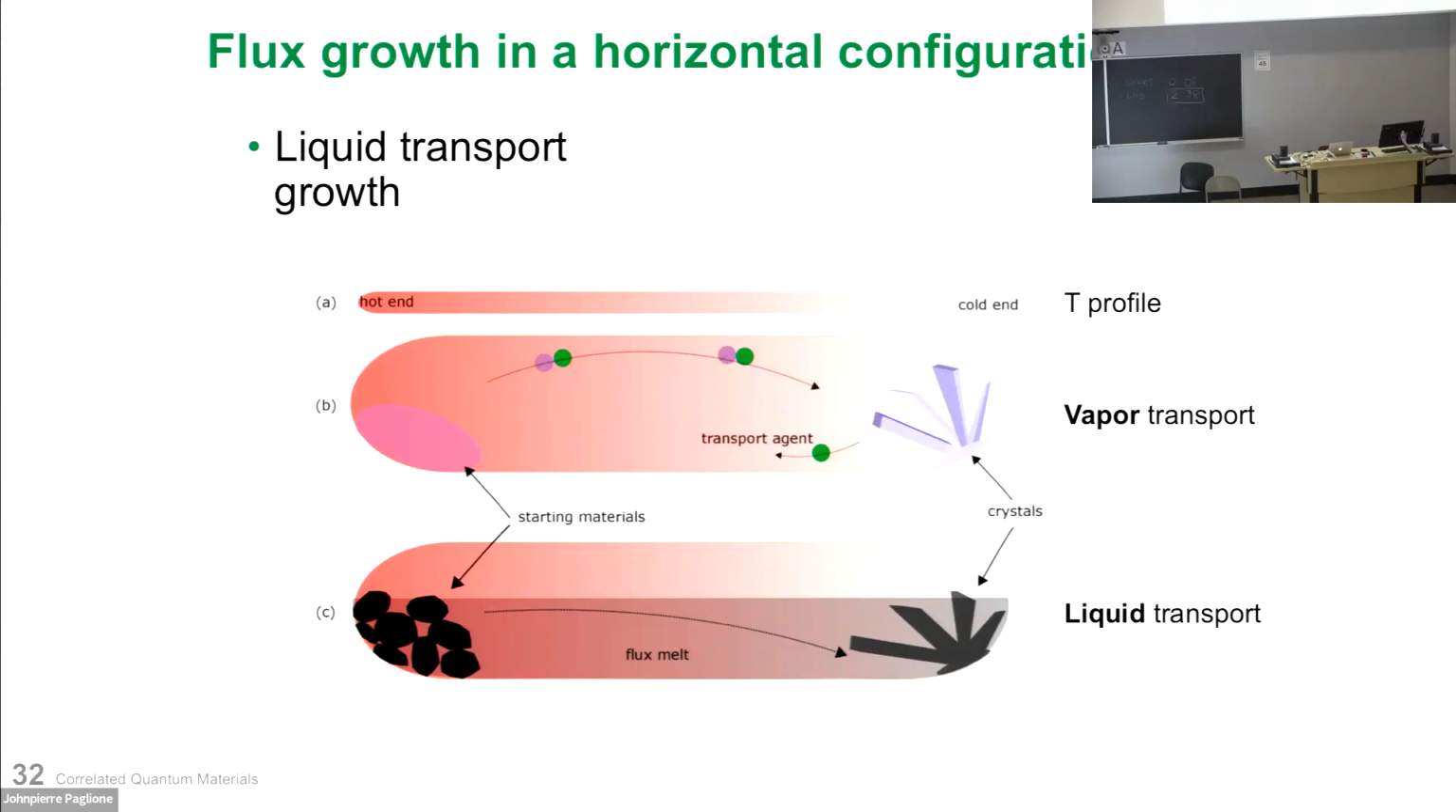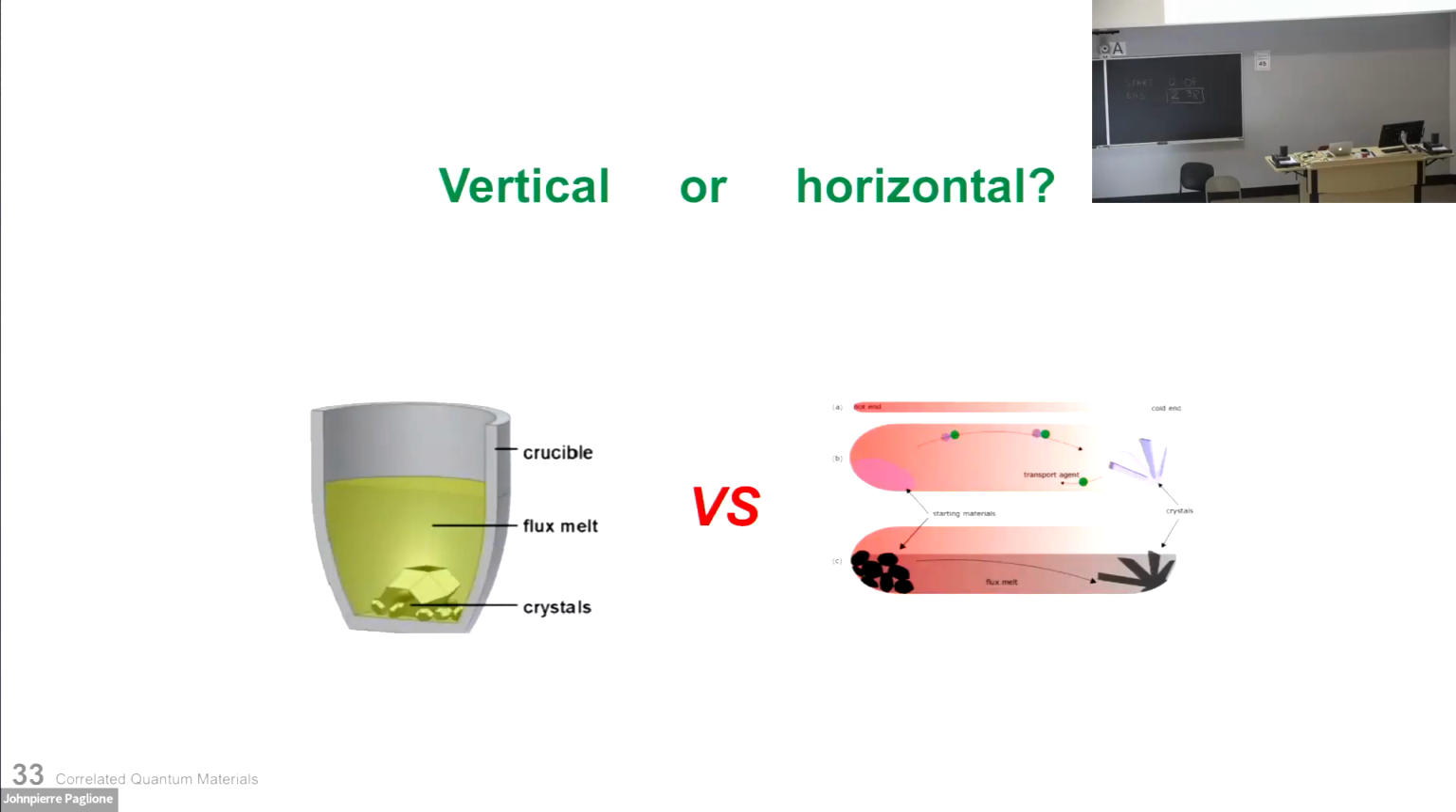So here's what you have for vapor transport. You have your starting material, often at the hot end. You have a transport agent, something like iodine. And your crystals grow at the cooler end. In the liquid transport, you've got your solid starting material, some sort of a flux, and crystal growth over here. But a lot of this is all in liquid, so the diffusion takes place in the liquid. So the question is, why would you use this technique versus that technique?